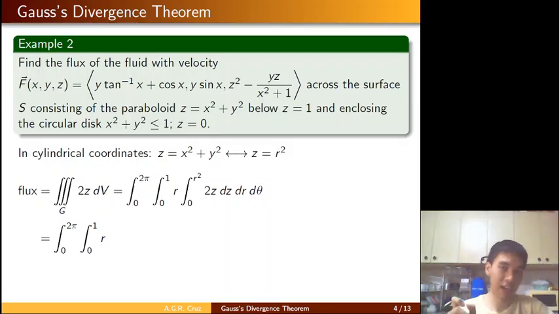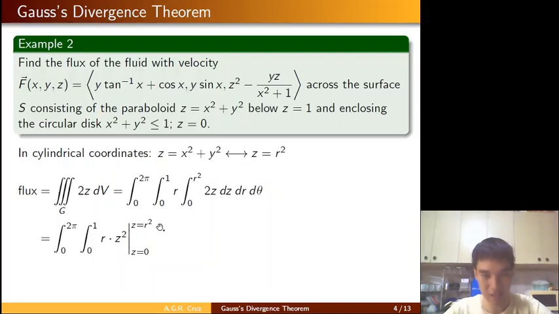Tapos yung mga 2 magka-cancel out, and that leaves you with z squared. So this is now r times z squared, and then you evaluate from z equals 0 papuntang z equals r squared. So for convenience, always indicate the variable that you're replacing, no? In this case, you're replacing z with 0, you're replacing z with r squared, okay? So this is now the antiderivative that we have computed.